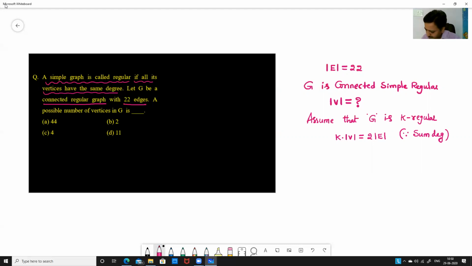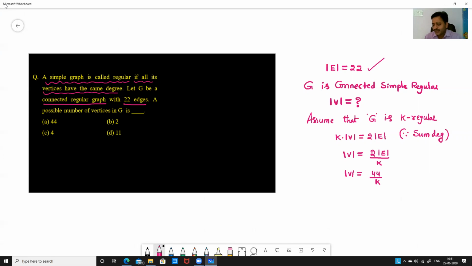From this, the cardinality of V equals 2 times the number of edges divided by K. Here E indicates the total number of edges, which is 22. So 2 into 22 is 44, and 44 by K. Clear? Because they mentioned E is 22. Please look here, E value equals 22. Therefore, 2 into 22, 44 by K.